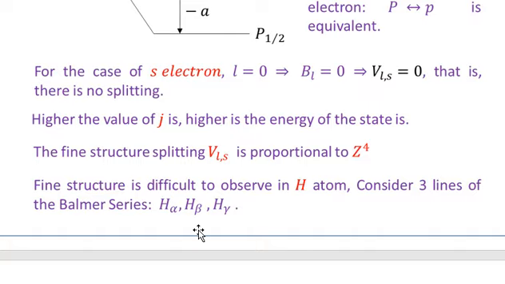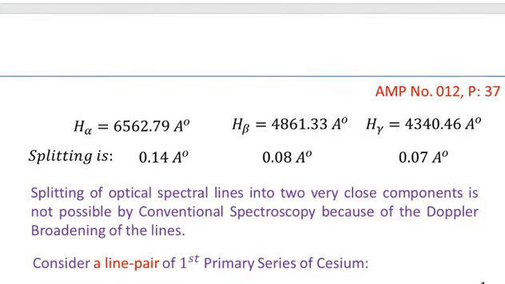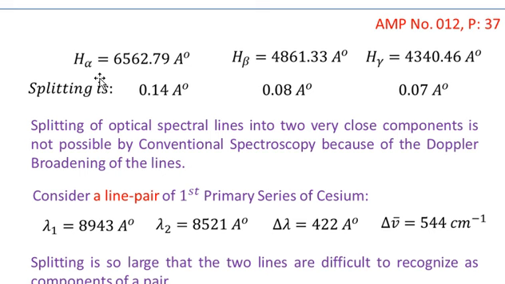Consider three lines of the Balmer series: H alpha line, H beta line, and H gamma line. So let's discuss these three lines. H alpha has a value 6562.79 angstrom. H beta has a value 4861.33 angstrom. H gamma line has a value 4340.46 angstrom. Now I am going to give you the value of VLS, the splitting. The VLS value for H alpha line is 0.14 angstrom, 0.08 angstrom for H beta line, and 0.07 angstrom for the H gamma line.